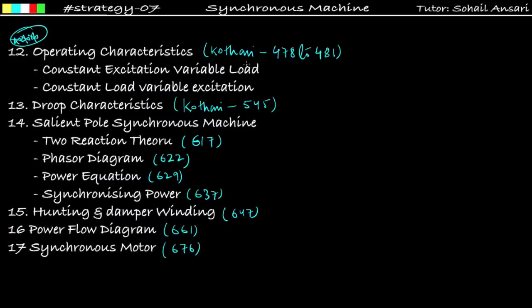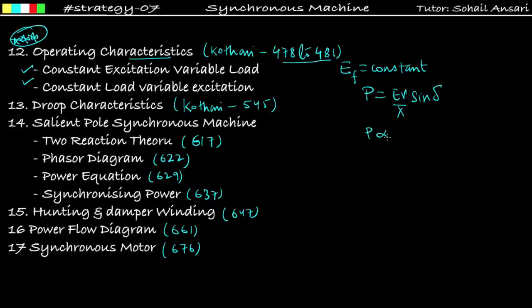Moving on, this is very important: operating characteristics. Again the concept is given in D.P. Kothari page number 478 to 481. In operating characteristics, we have to go through two cases. First one is the constant excitation. Constant excitation means EMF is constant, and I am varying the load, then what will happen? If EMF is constant, then we know power is equal to EV upon X into sine delta. You are making E constant, V is already constant, X is constant, so P is proportional to sine delta, that is the rotor angle.